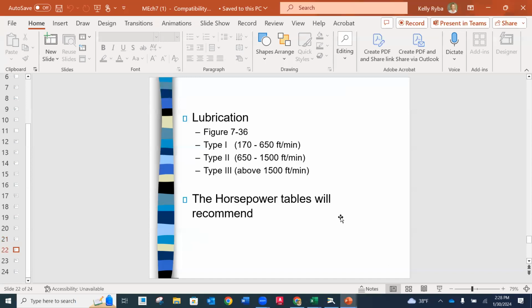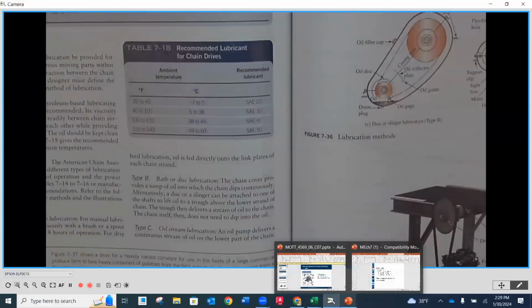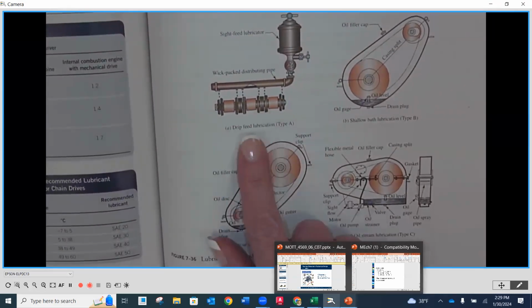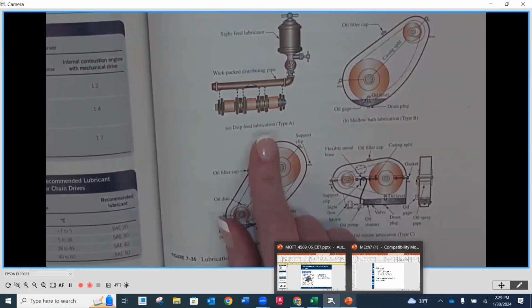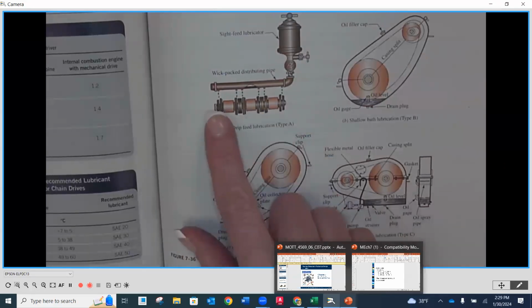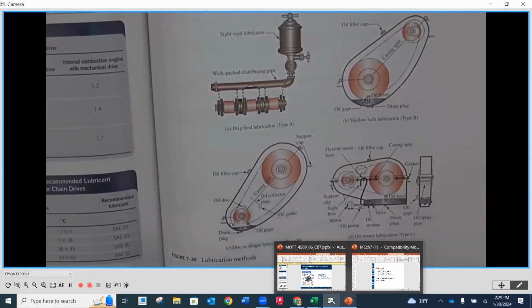Okay. So lubrication. We already saw on the charts what's going to be appropriate for an application, but the different lubrication types are going to be found on page 287. So here are the 3 different types of lubrication. The first one is called drip feed lubrication. This is called type A. Somewhere along the placement of the chain drive, we need to have lubrication dripping directly on the chains.